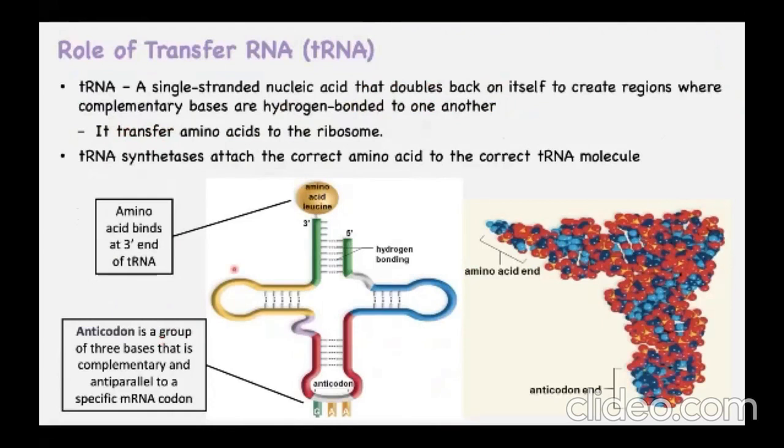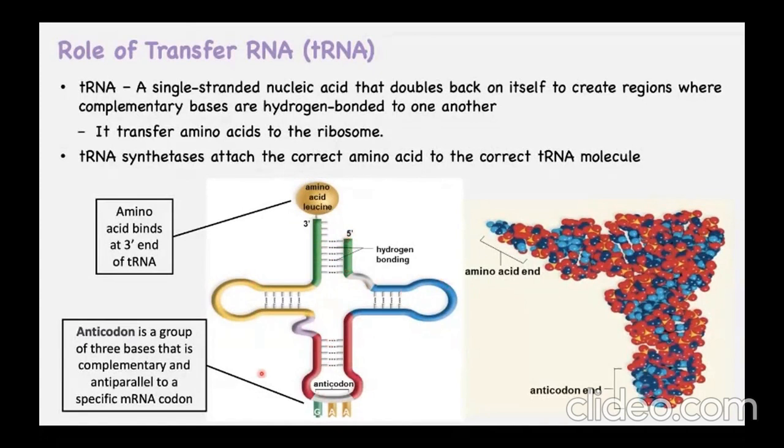Okay. So firstly, before we go on into translation, we need to understand the role of transfer RNA. If you see here, tRNA is actually one single stranded nucleic acid, but it doubles back on itself, so it becomes, well, I don't know what this shape is. Can we say a cross? Yes, because it has complementary bases that are hydrogen bonded to each other. That's why its shape looks like this.